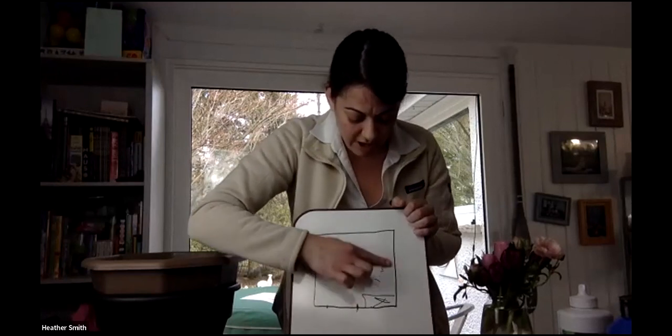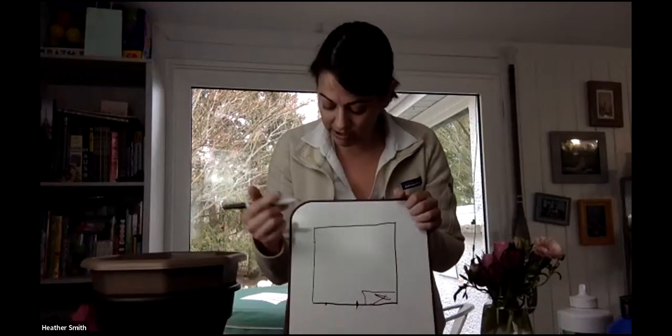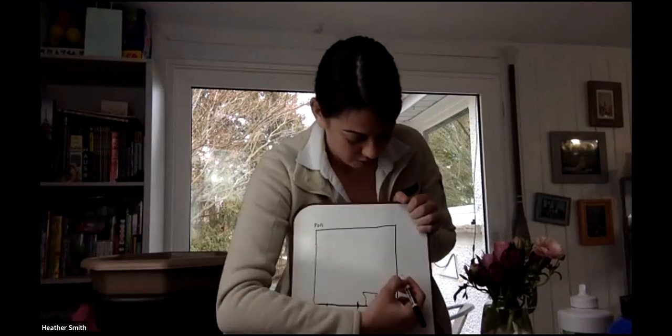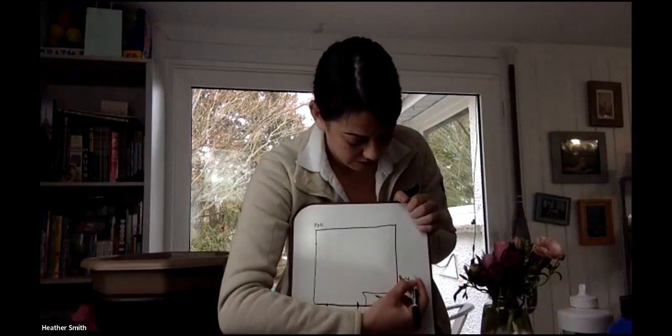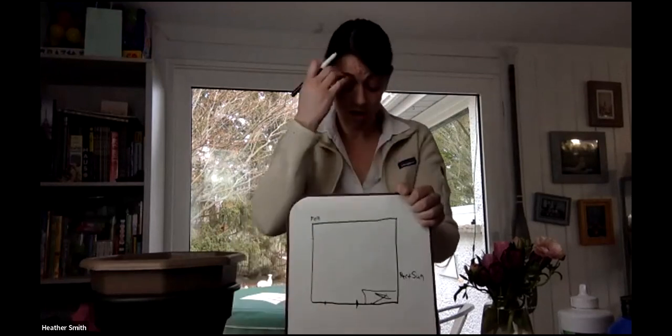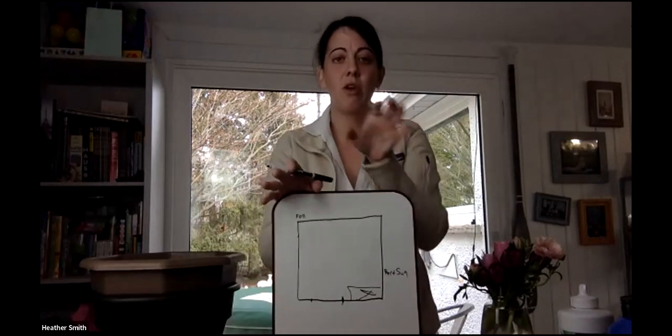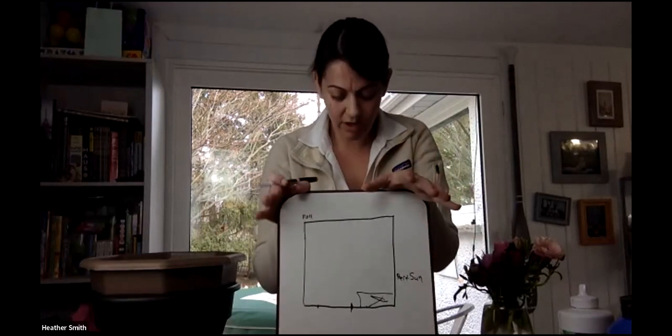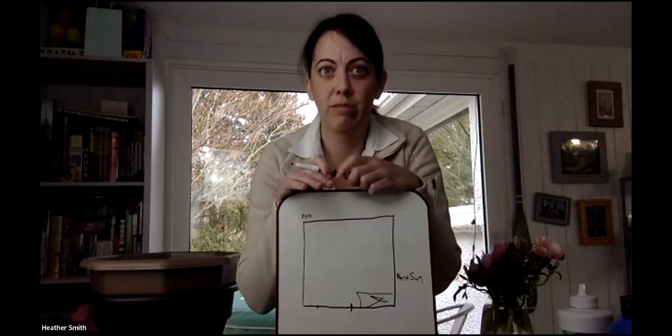And you probably don't want to draw it actually on the middle. You probably just want to say like over here, full sun. And then we'll do part sun over here. All right.